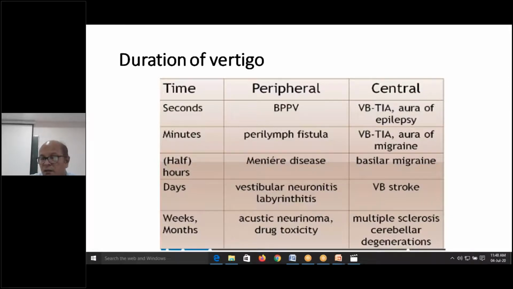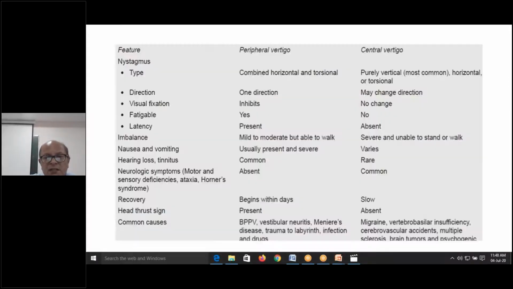For the rest, not much investigation is required also. So this is the difference between peripheral and central vertigo.